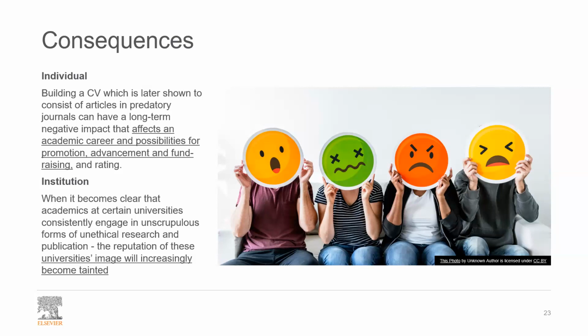So if this happens recurringly within an institution, the reputation of the university or the academic institution will also become tainted. So universities and institutions also have a responsibility to make sure that their academics are well informed about the importance of avoiding predatory journals.